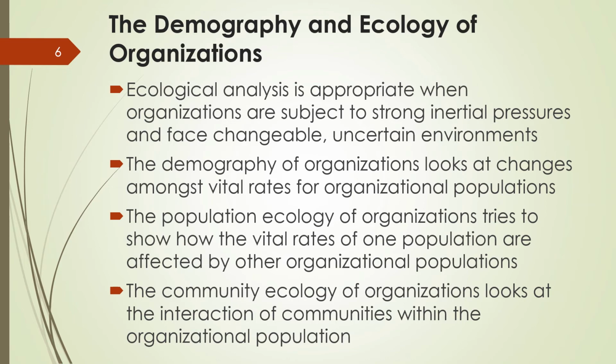The founding rate will therefore first increase with the number of organizations due to an increase in legitimation, but will decrease at high numbers of organizations due to competition. Now, the reverse holds true for mortality rates. Thus, the relationship of density to founding rates has an inverted U-shape, and the relationship of density to mortality rates follows a U-shaped pattern. The second level of analysis, when we look at population ecology of organizations, tries to show how the vital rates of one population are affected by other organizational populations. Put differently, how an organization's risk of mortality relates to the age of that organization.